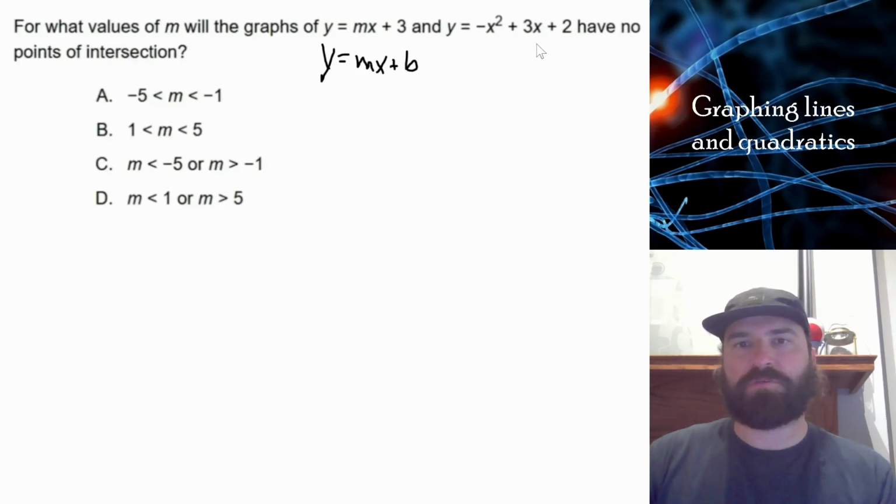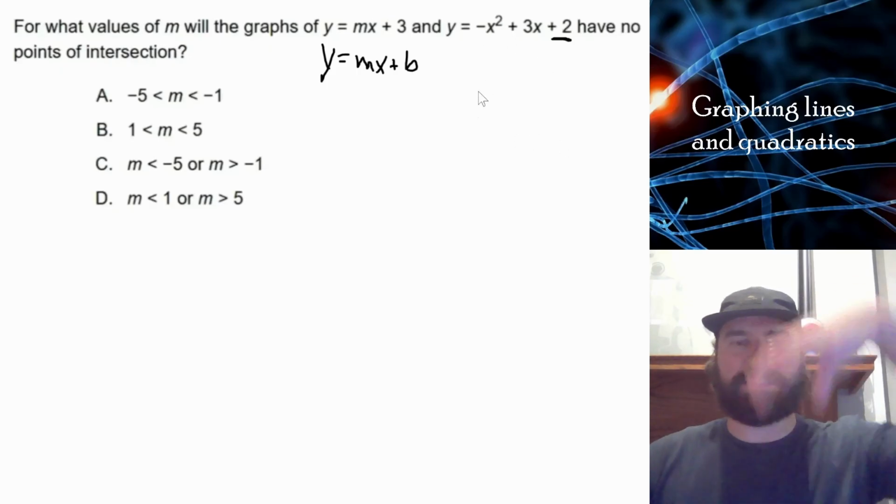And then this is just the graph of a quadratic equation in standard form. Standard form is going to tell you the y-intercept. So plus 2 is the y-intercept, and then the negative x squared tells us that the parabola is facing down.